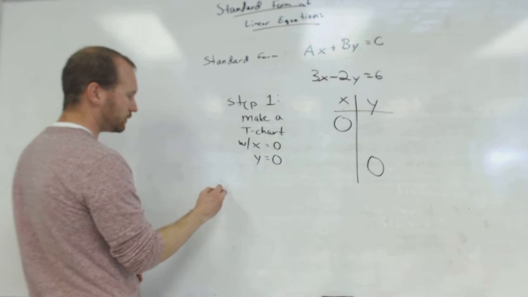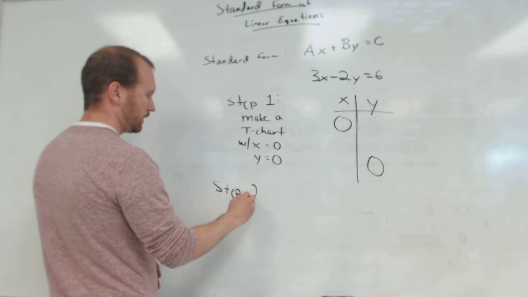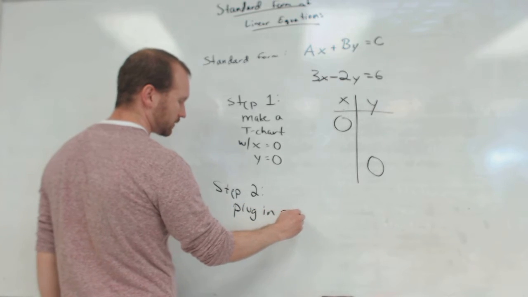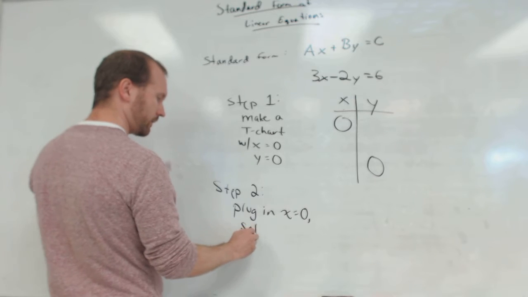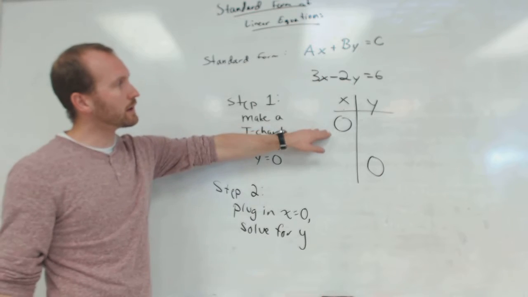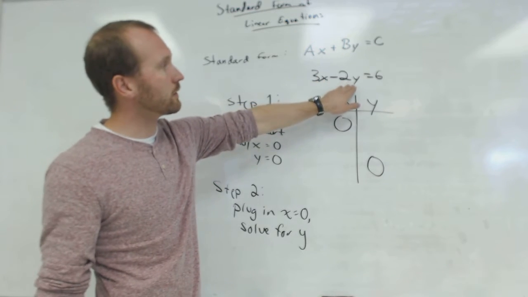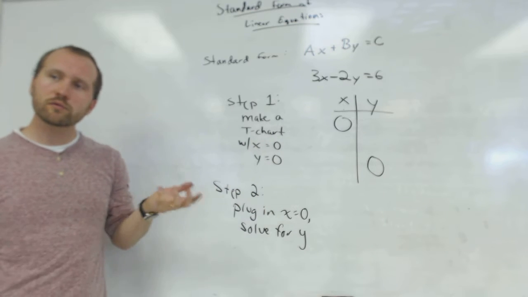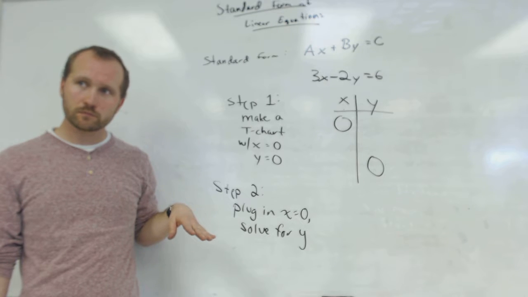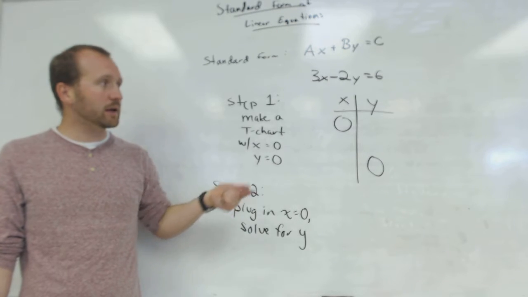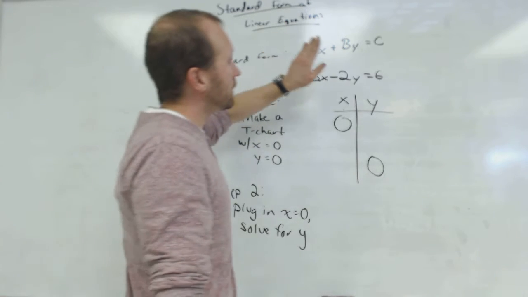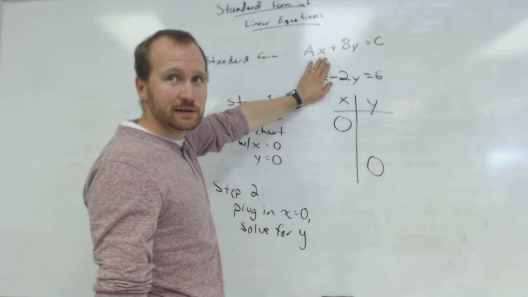Okay. Step 2, plug in x equals 0 and solve for y. So I'm going to plug x equals 0 into here, and I'm going to solve for y. Now remember, the whole reason that we chose 0 is to make this step really easy. You're not going to get something really complicated when you plug in x equals 0. When you plug in x equals 0, you're just going to forget about the whole 3x.